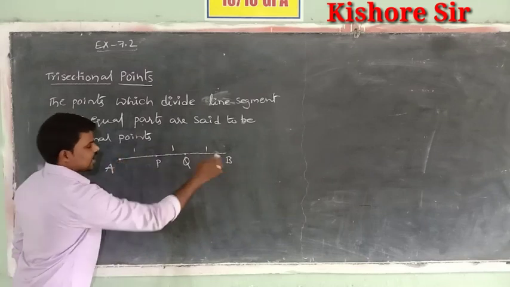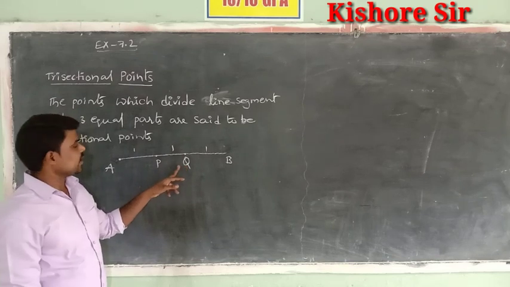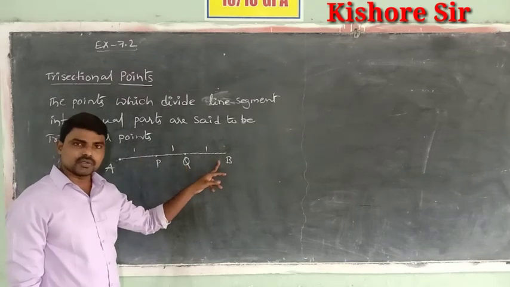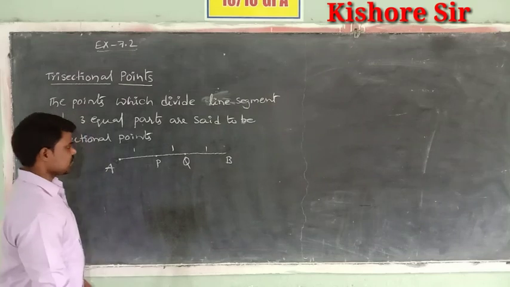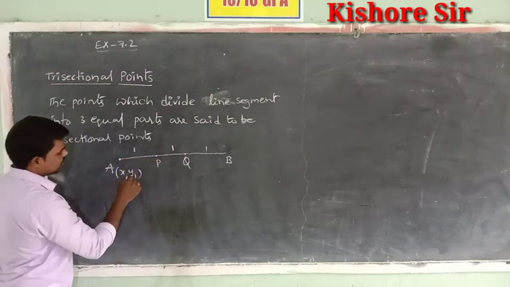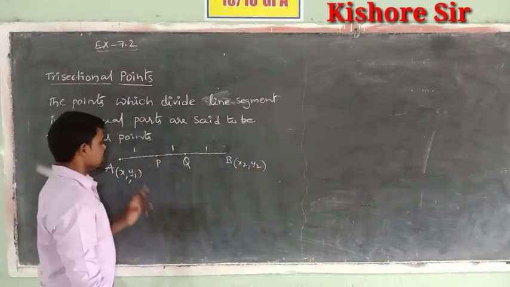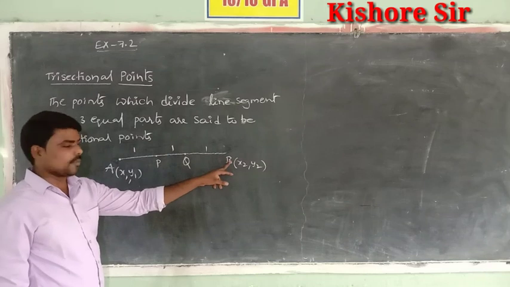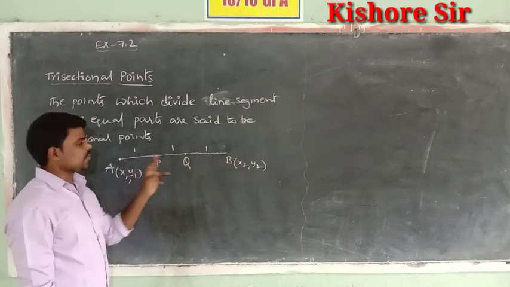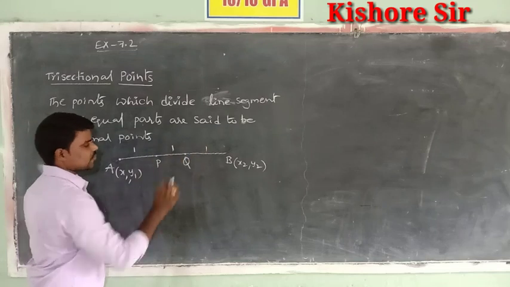Okay. AB is a line segment. The points P and Q divide line segment AB into 3 equal parts. Suppose A is (x1, y1) and B is (x2, y2). So P and Q divide the line segment into 3 equal parts. So 1, 1, 1. These 3 parts are equal.